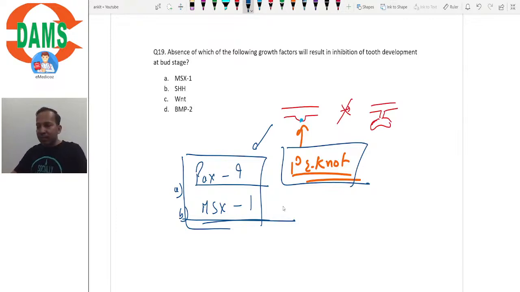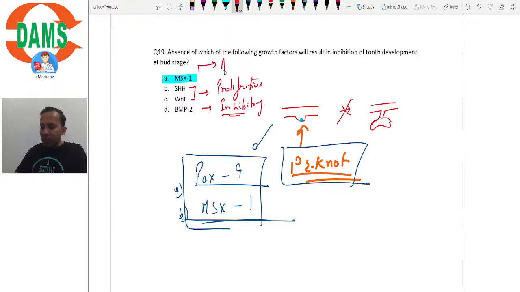Is it clear? Very good, Shailesh. The correct answer is MSX1, right? MSX1. Also remember that SHH and WNT, these are both proliferative, right? And BMP2 is inhibitory.